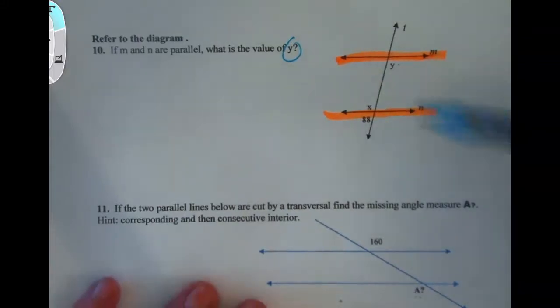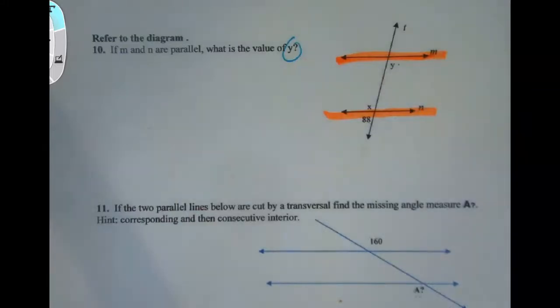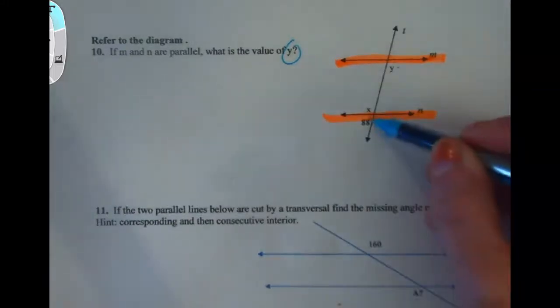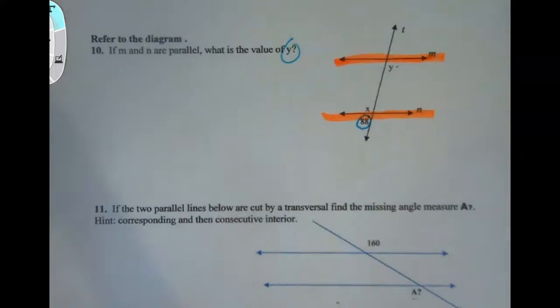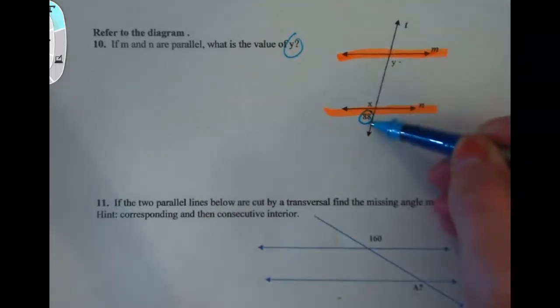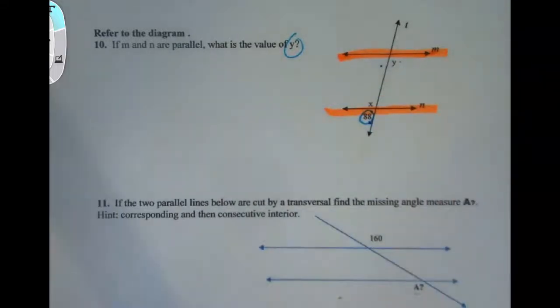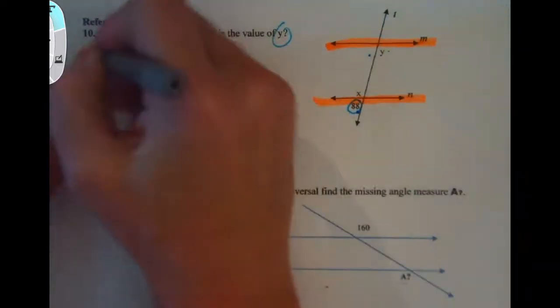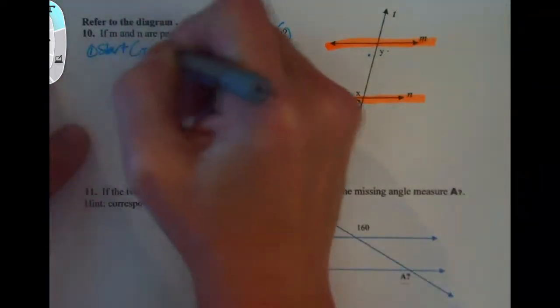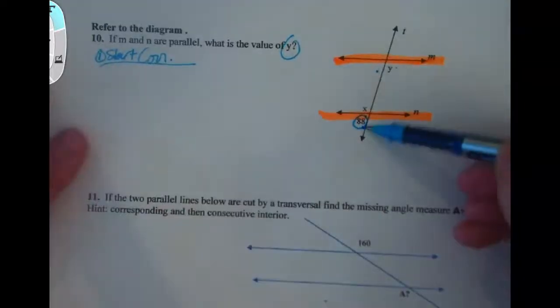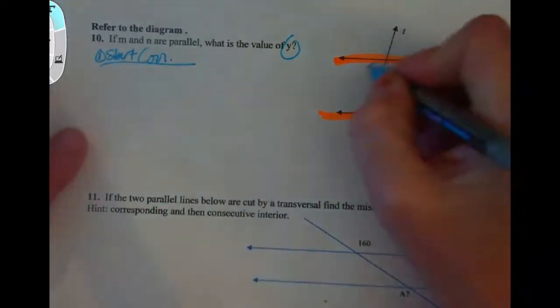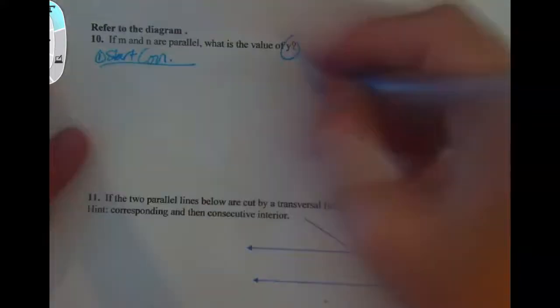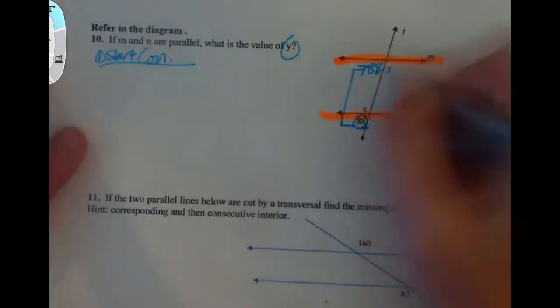So I would say the easiest, the rule of thumb is, whatever you're given, you try to move the number towards the one you're trying to find out. So if I notice, I can't do alternate exterior, but I can do corresponding angles. So I'm going to start with corresponding. I'm just writing myself a note. So if 88 is on the bottom on this side, 88 is on the bottom on this side. These are corresponding angles. I'm allowed to do that.